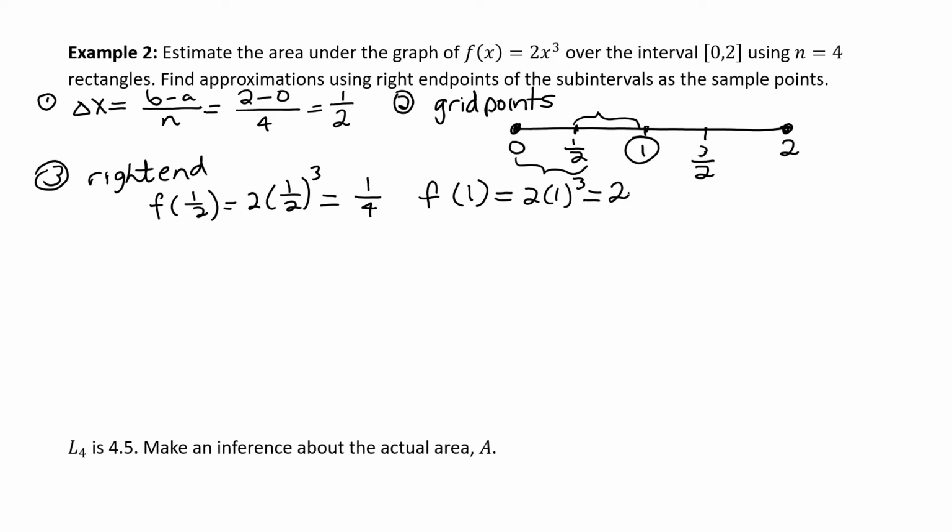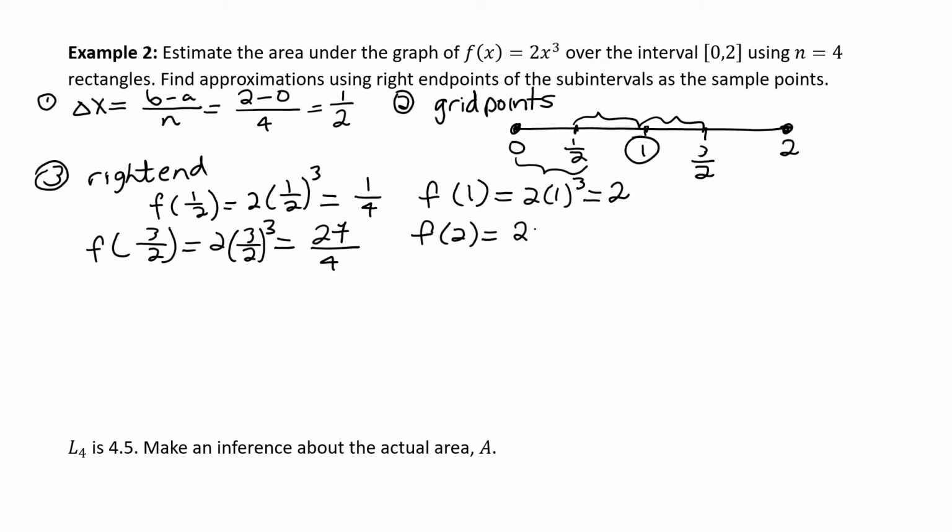Let's compute at the next sample point, which would be at 3/2 because we are using the right end. So 2 times 3/2 cubed, that's 27 divided by 2 times 1/8, so 27/4. And finally, for the fourth rectangle, right endpoint, we have 2 times the endpoint, 2, cubed, which gives us 16.